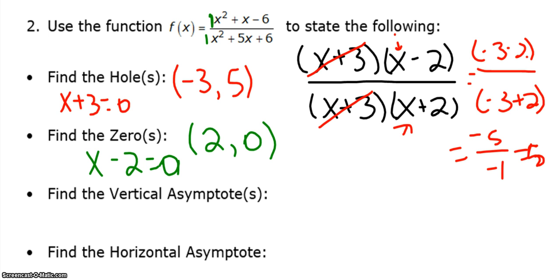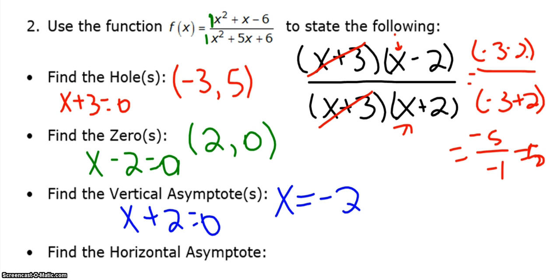Alright, next one, vertical asymptote. I set the remaining factor of the denominator equal to 0. So x plus 2 equals 0. So that means x equals negative 2.